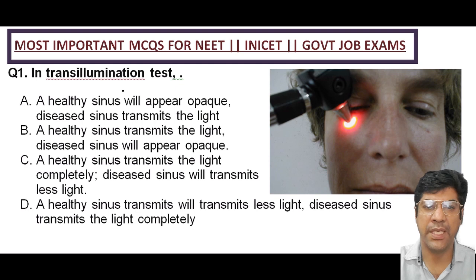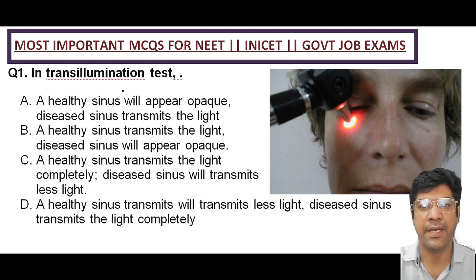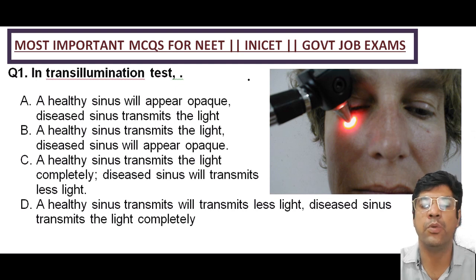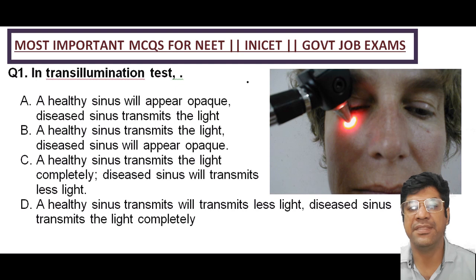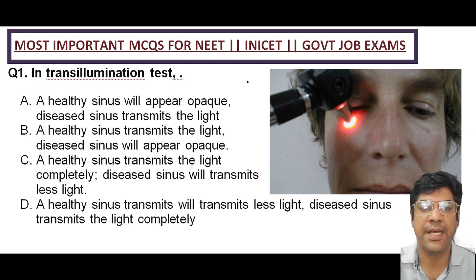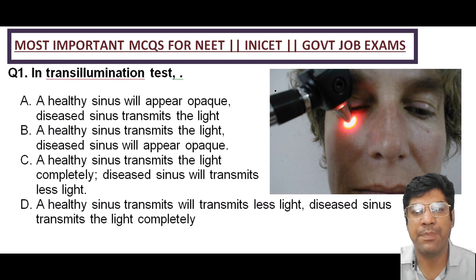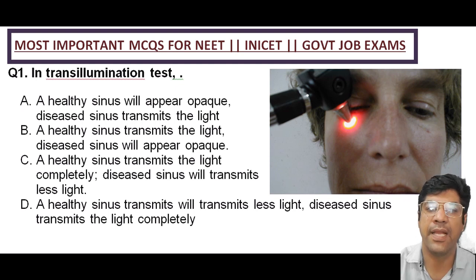In the illumination test, the healthy sinus will transmit the light whereas the diseased sinus will appear opaque. Well, the illumination test is a procedure that is used to examine the sinuses that are air-filled cavities present in the skull. So how is this test performed? This test is typically performed to know the condition of frontal and maxillary sinuses.